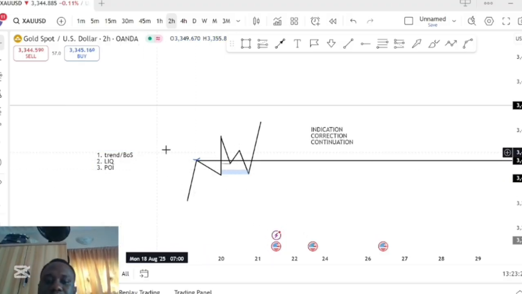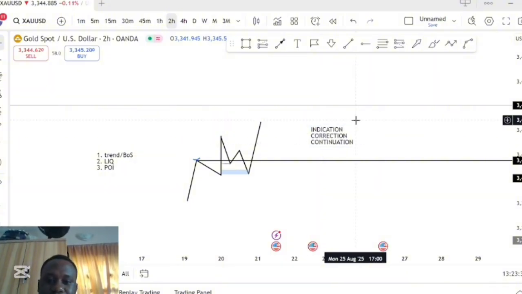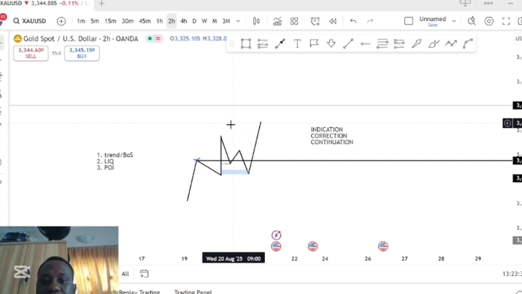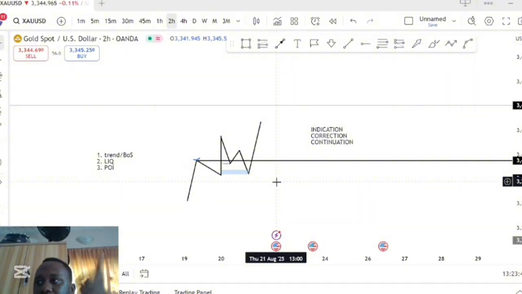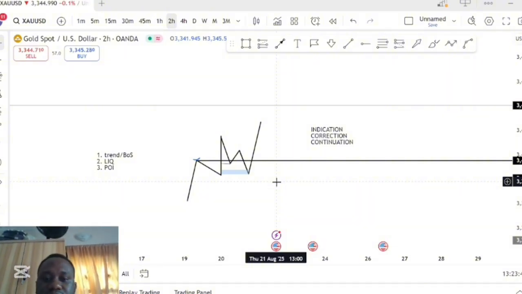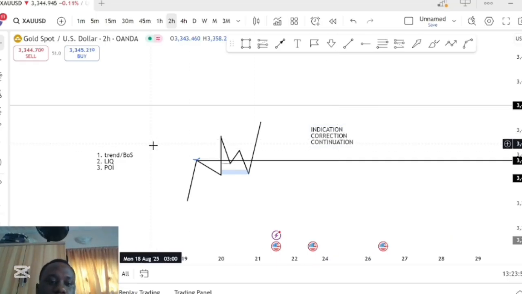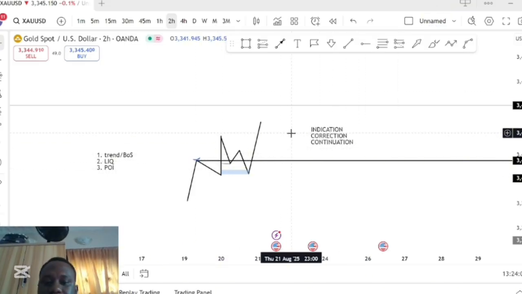That's for SMC. But if I want to use ICC to explain it, I'll just say I want to see price break out, which is indication. Then I want to see correction, which is price coming down to where it broke out from. Then continuation. I will enter and continue the trend. Have you seen it? This one is easier or simpler to explain. But with the other one, you have to name everything one after the other before you can say this is how you trade. So that's why I said that these two are the same, just that people are using different terminologies, right?